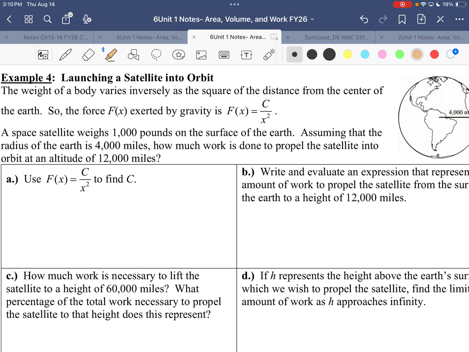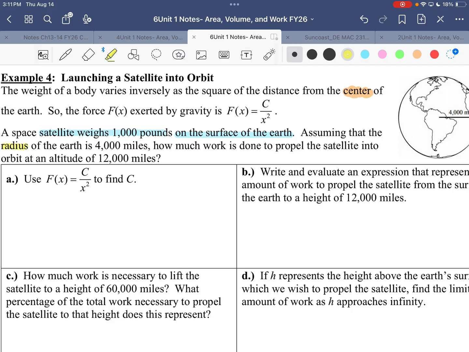Okay, you would think as a math teacher I'd be good at that, but no. So we're launching a satellite into orbit. The weight of the body varies inversely with the square of the distance from the center of the Earth. So like this whole force equation is based off of its distance from the center of the Earth, which is why this is going to make it more complicated. So the space satellite weighs 1,000 pounds on the surface of the Earth. So where is this satellite from the center of the Earth? How many miles from the center of the Earth is it?